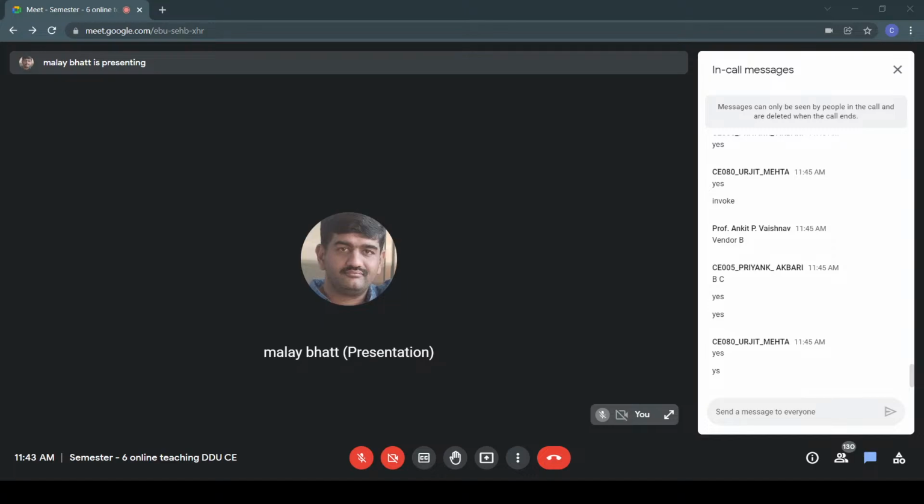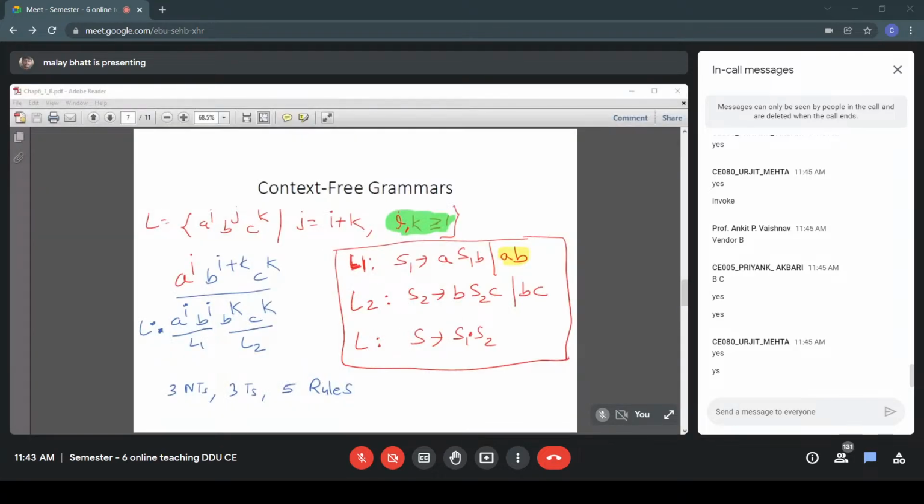L1 and L2, where L1 language is a raised to I, b raised to I, and L2 language is b raised to k, c raised to k. So when you consider this, we have a grammar for L1 language. S1 gives A, S1B, or AB. We also discussed why it is AB, because I is greater than or equal to 1.